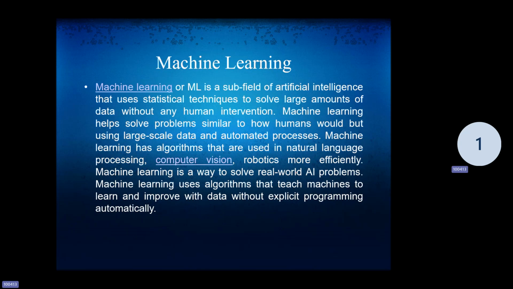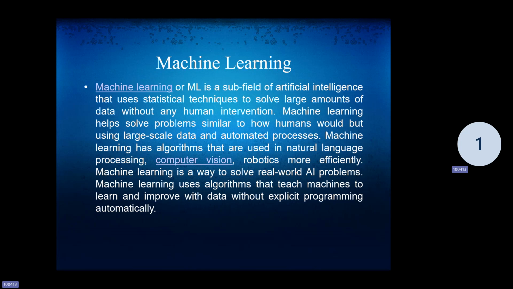Machine learning, or ML, is the subfield of artificial intelligence that uses statistical techniques to solve problems on large amounts of data without any human intervention. Machine learning helps solve problems similar to how a human would, but on very large-scale data and with automated processes. Basically, AI is the umbrella term for machine learning.